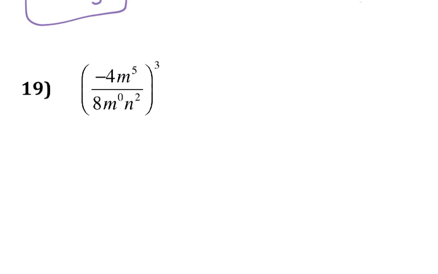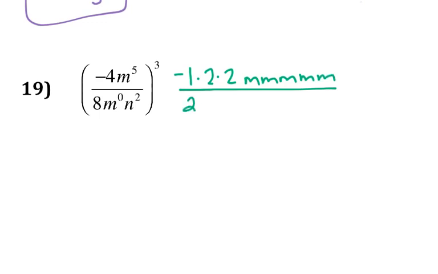Okay, number 19, I'm going to start by simplifying what's inside my radical. And so just like I did in another problem, I'm going to pull that negative out as a -1. And 4 is 2 times 2. And then I'm going to have m to the 5th. On the bottom, 8 is 2 times 4, so it's going to be that. m to the 0 is just 1. I don't need to write times 1. It doesn't make any difference. And then n to the 2nd. That's all inside my parentheses, and I still have the 3 outside. I'll worry about that in a minute.